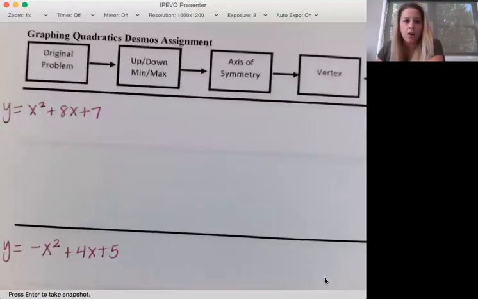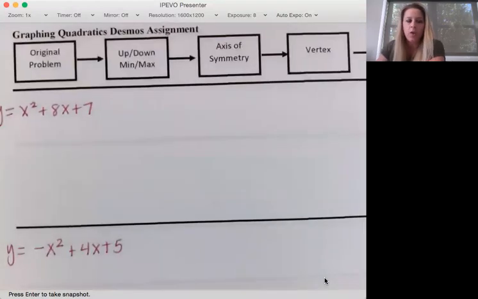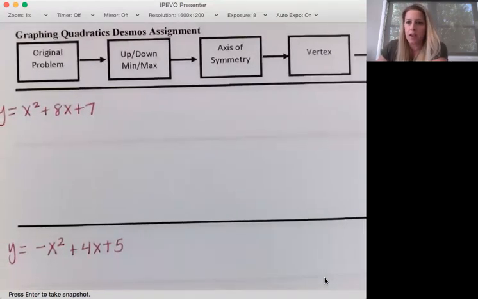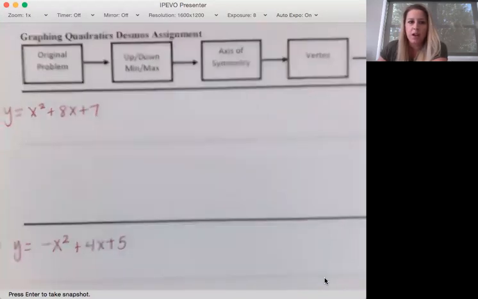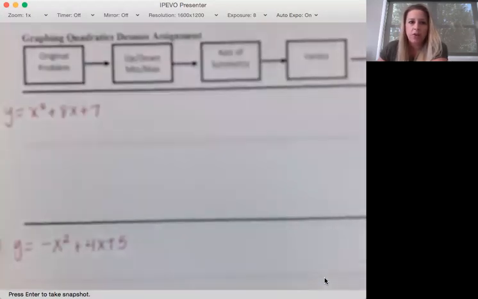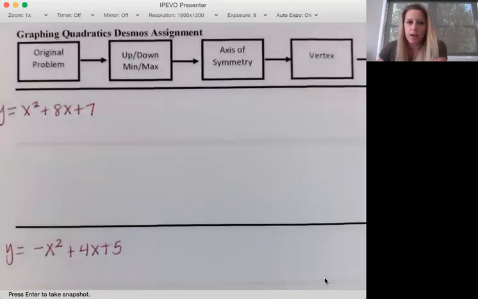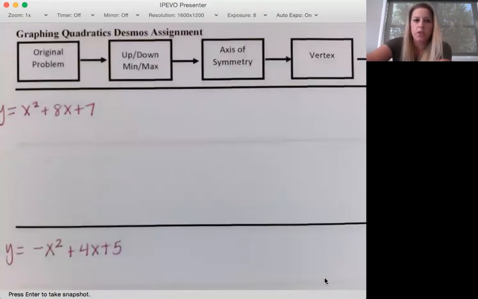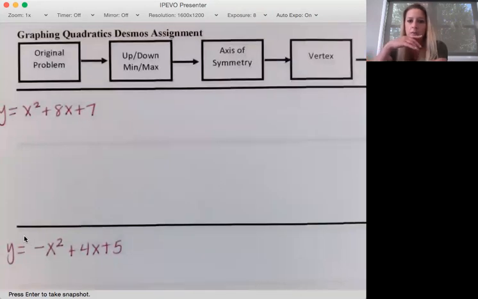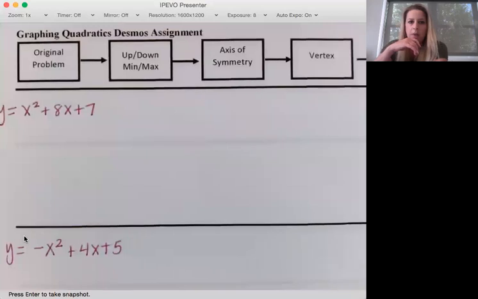I am here. I'm going to go over what I talked about today in our virtual class meeting about graphing quadratic equations. And I have this template that I'm also going to be giving you. It's going to be attached to the resources section. So I'm going to go ahead and get started.